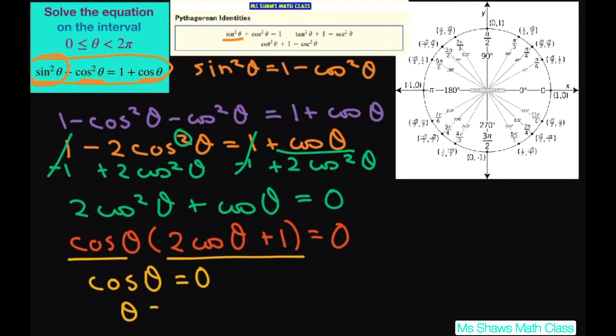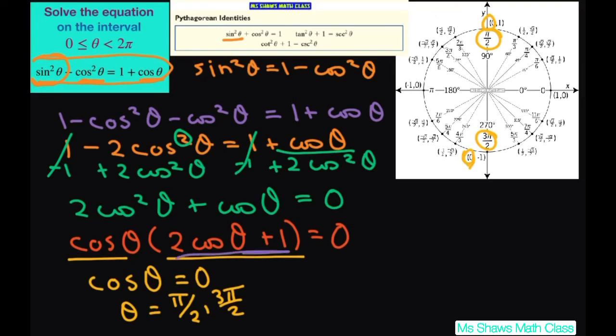So for this one, where cosine is 0, cosine is 0 at pi over 2 and 3 pi over 2. So my angle is going to be pi over 2 and 3 pi over 2. Remember, your cosine is your x value, so I'm just looking for that.